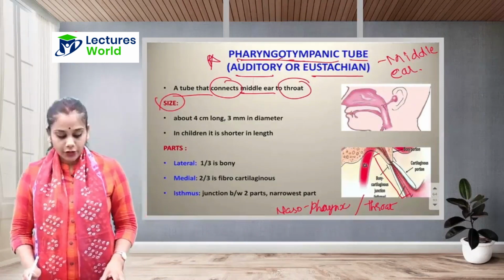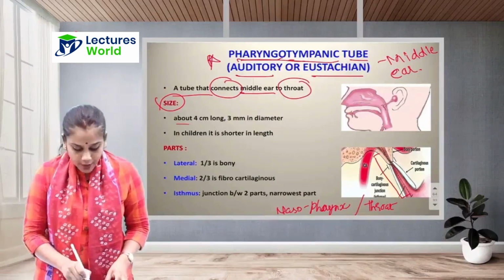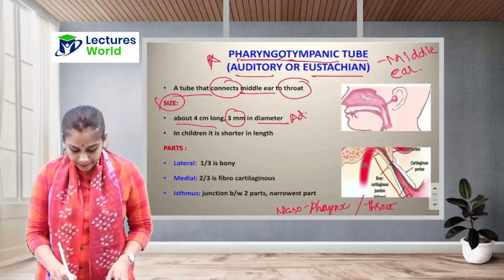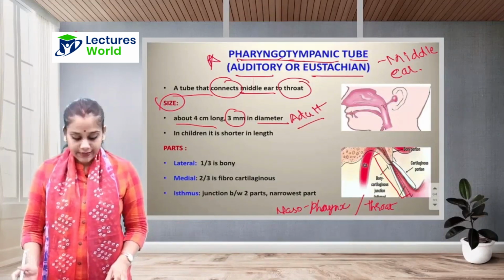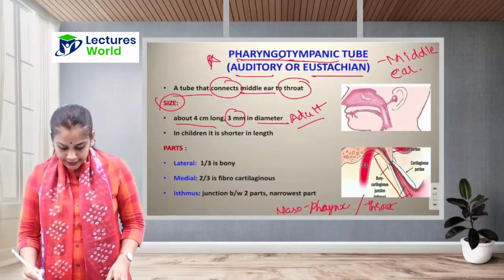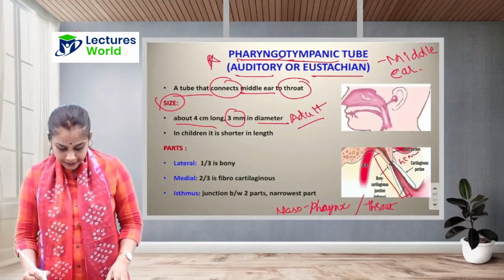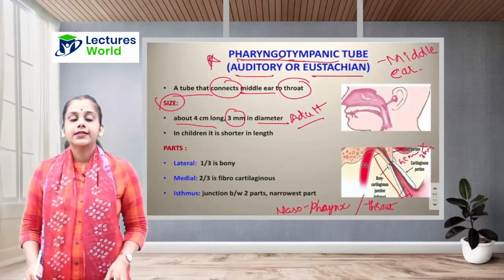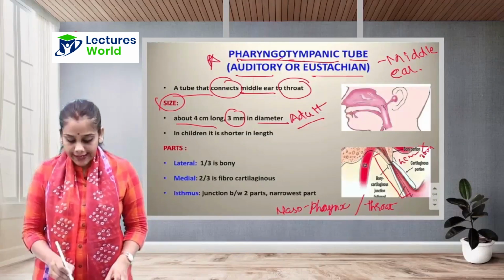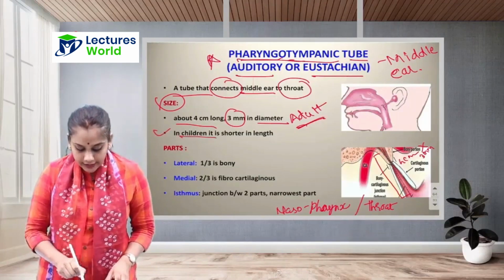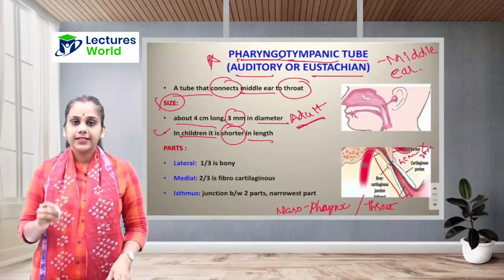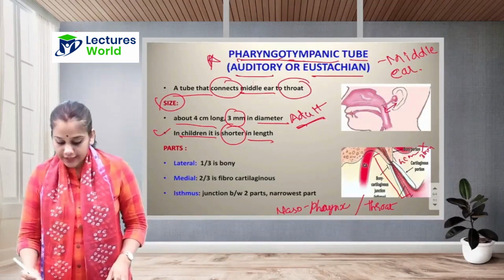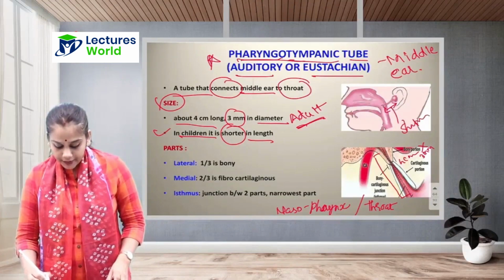The size of the auditory tube, or eustachian tube, is about 4 cm long and 3 mm in diameter in adults. So this is the normal length and diameter in adults, while in children it is shorter in length. The length of this eustachian tube is shorter in children.